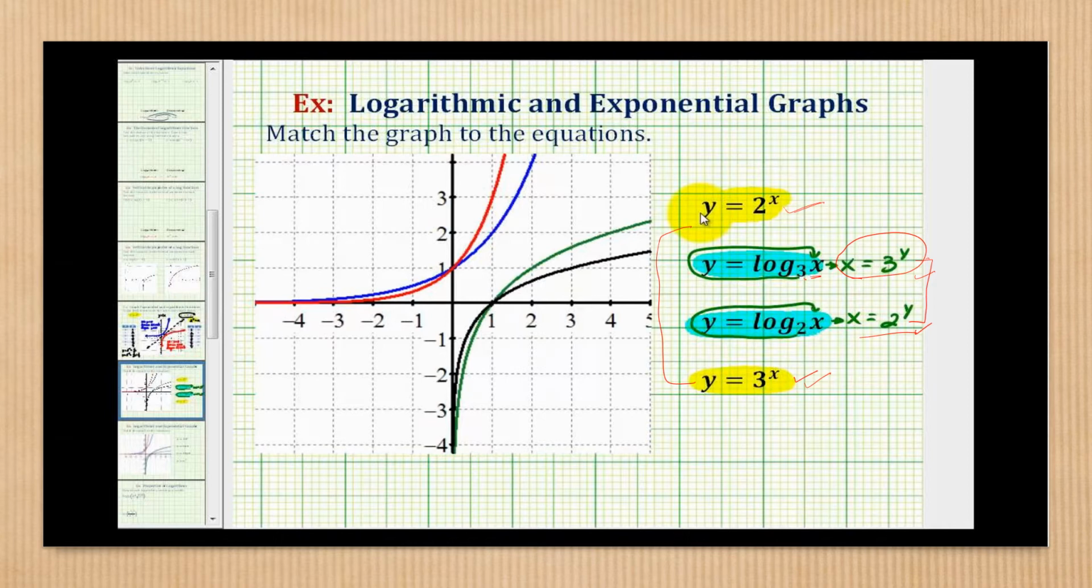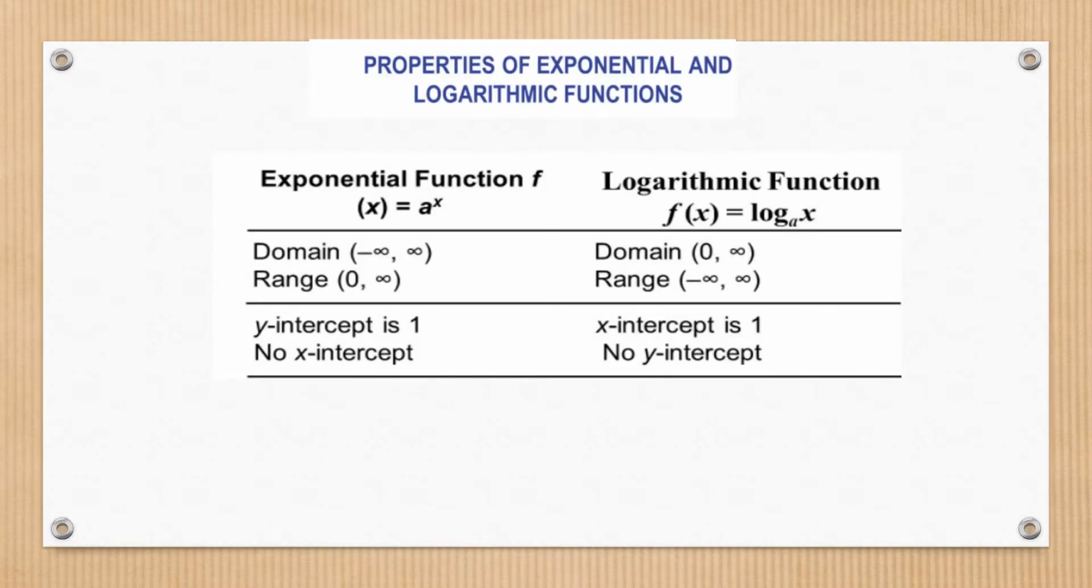So you know that the exponential functions y equal to 2 raised to power x and 3 raised to power x will have these kinds of graphs. And x equal to 3 raised to power y and x equal to 2 raised to power y will have these kinds of graphs. So what are the properties of exponential and logarithmic functions? Exponential function: a raised to power x, or e raised to power x, the natural one.